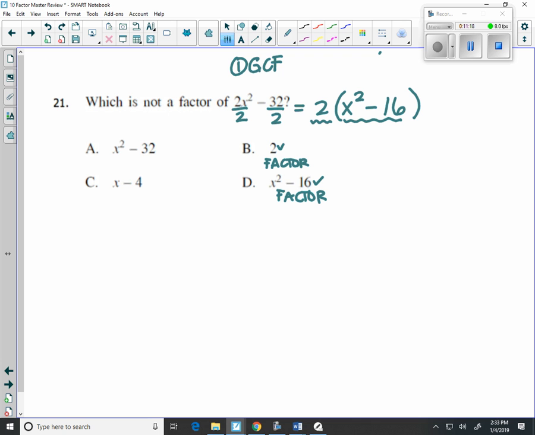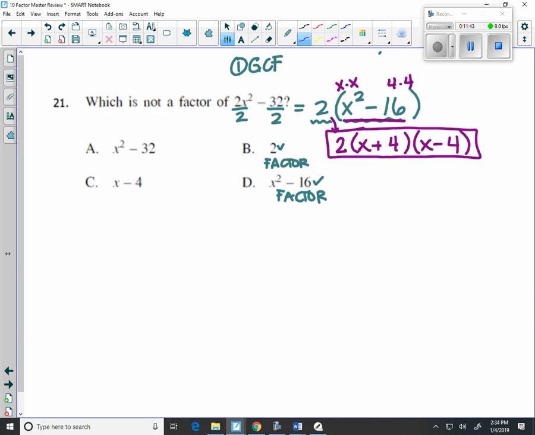So x squared minus 16 I can factor further. X squared is x times x. 16 is 4 times 4. So just this little bit factors further. One positive, one negative. And that 2 would need to come down if we were writing out a perfect final answer here. So x minus 4 is also a factor.